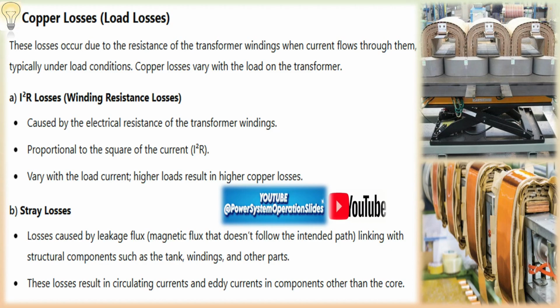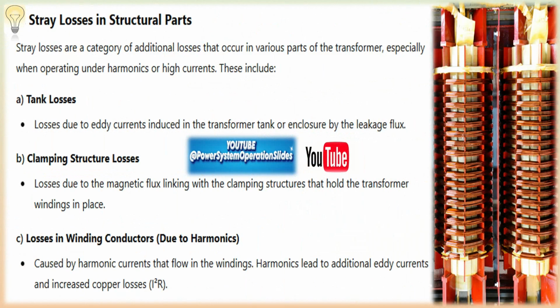Fan and pump losses. Electrical losses from fans and pumps used to cool oil or air in larger transformers. These harmonics can cause significant extra losses in transformers due to a few key mechanisms. Increased copper I²R losses. The winding resistance of a transformer leads to power loss, proportional to the square of the current, I²R losses. Harmonic currents increase the overall current flowing through the transformer windings.